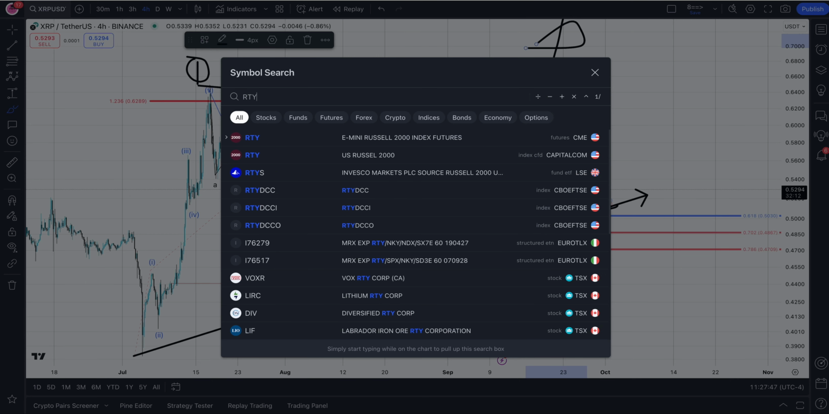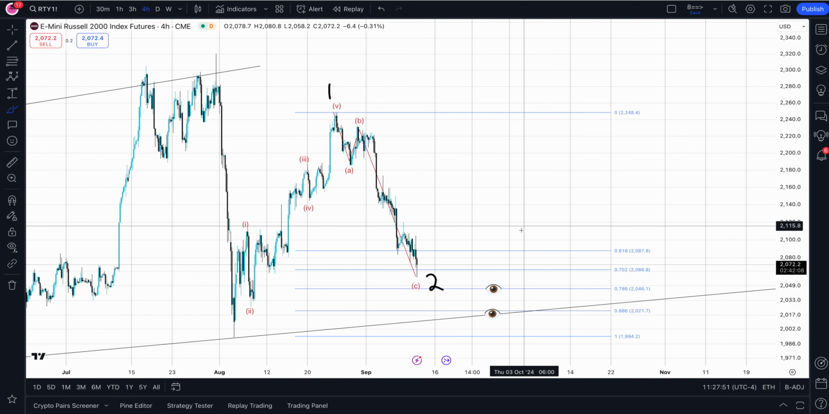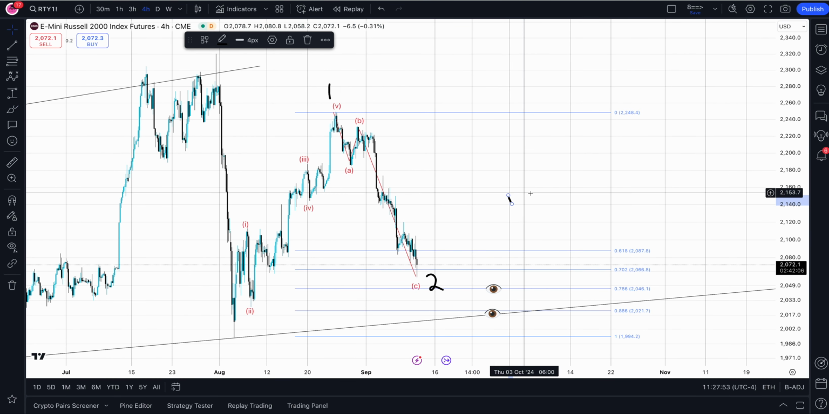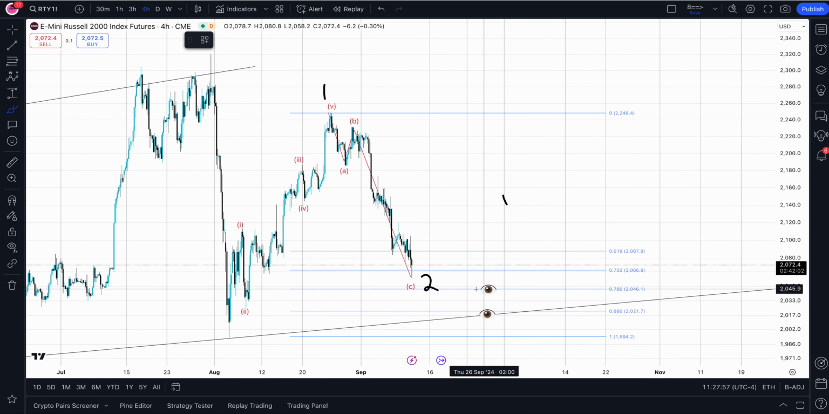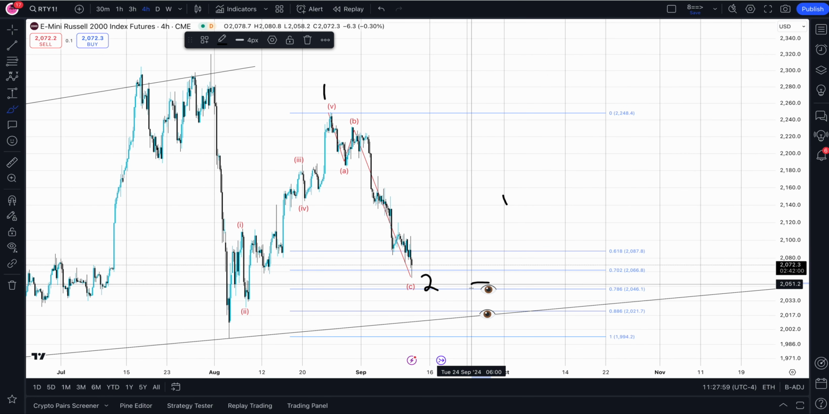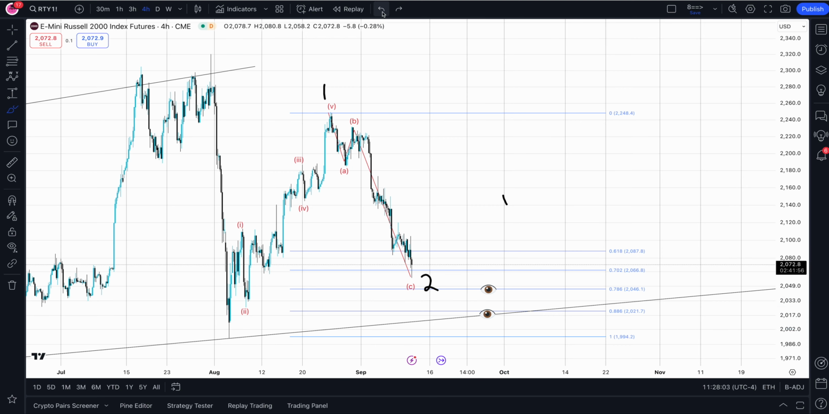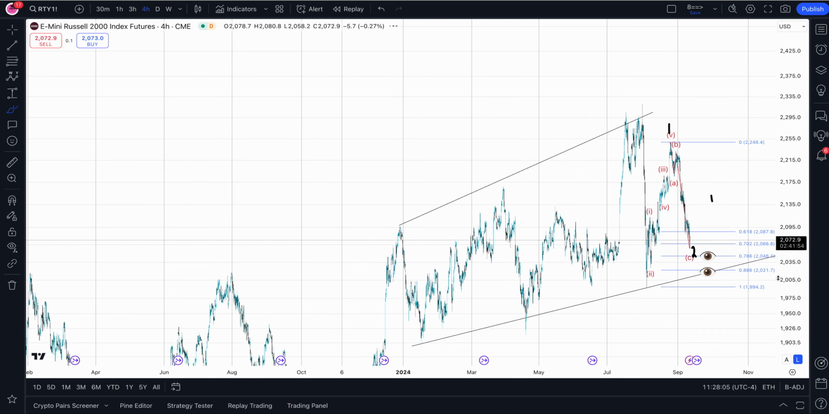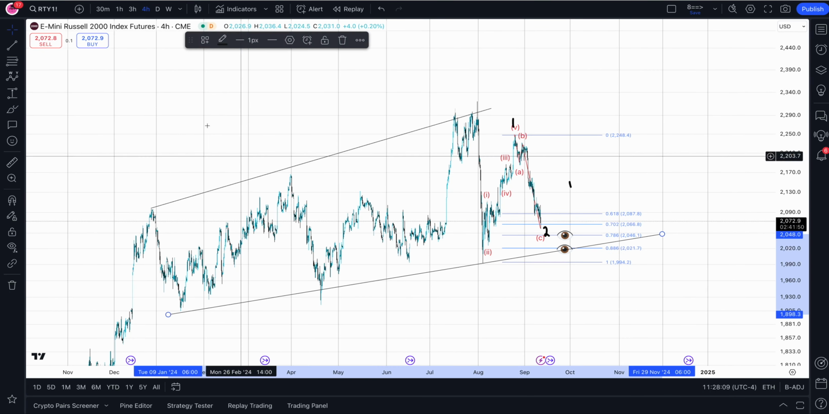So when we take a look at the Russell, you can see that we did lose the 61.8% fib today. We're currently on the 70.2% fib, and there is a possibility that we wick down to the 786 and possibly the 886 sitting at 2021, which would be resting right at this trendline support.